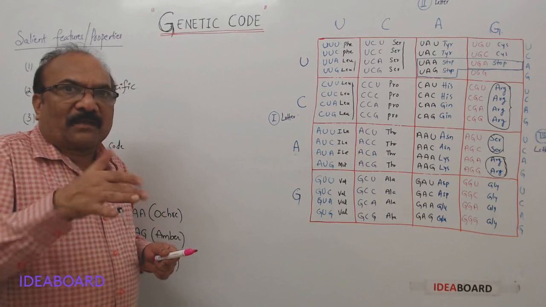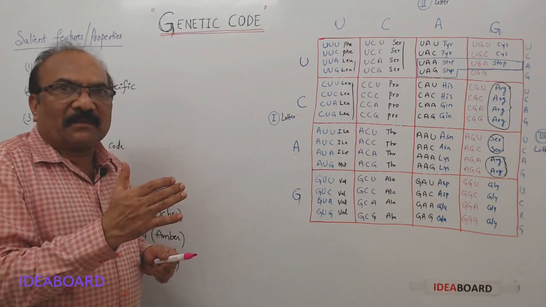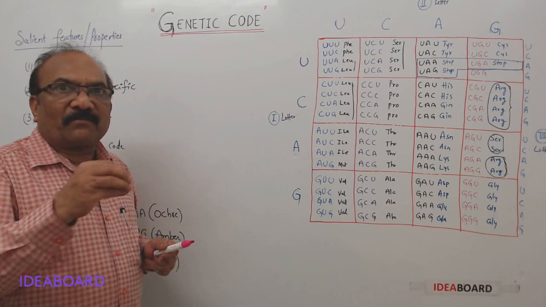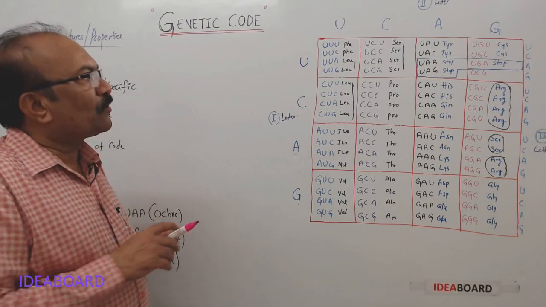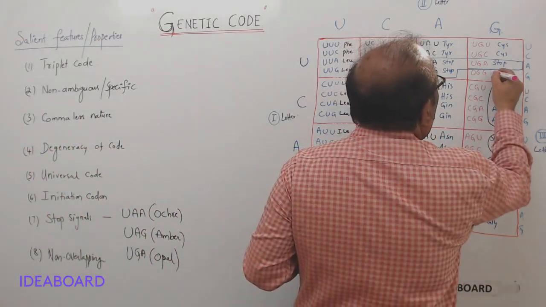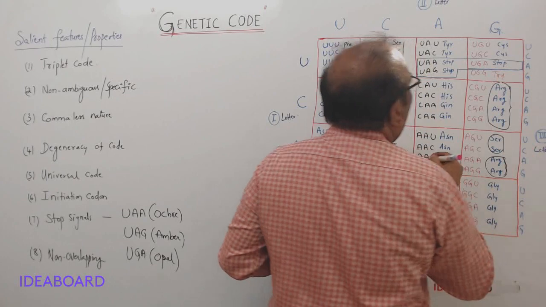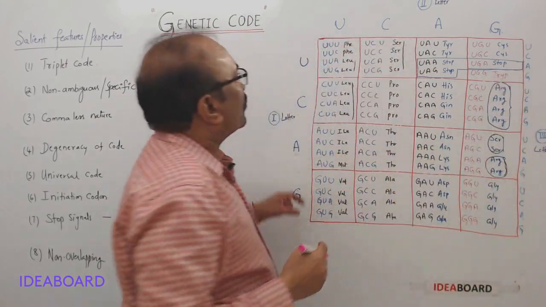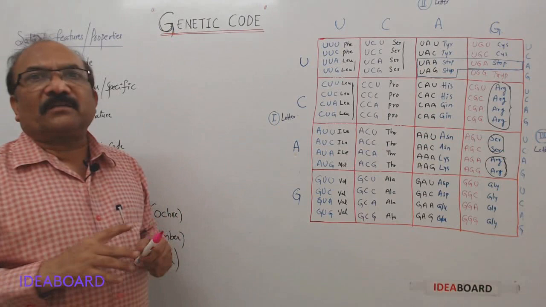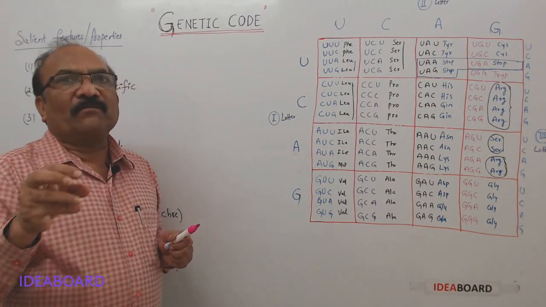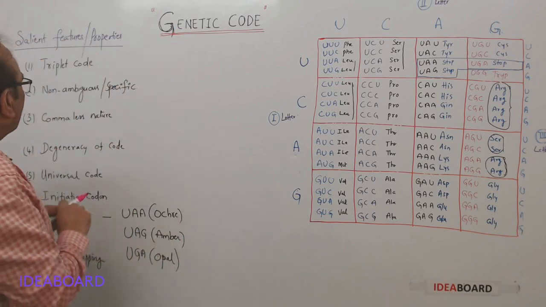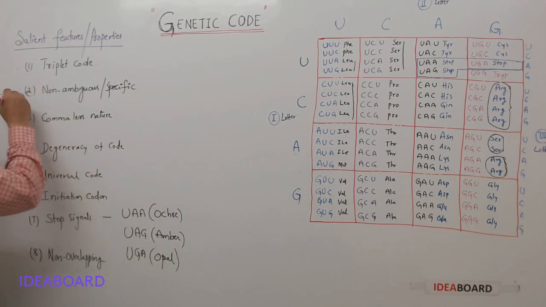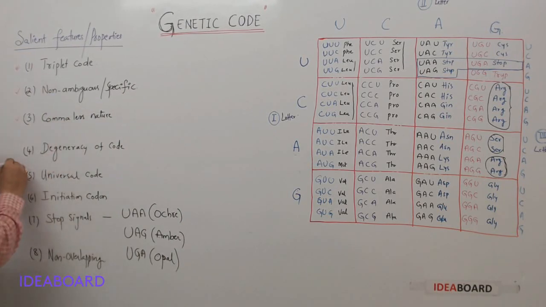Means codons are different, but the same amino acid is coming. But to this, some exceptions are there, like methionine and tryptophan. The methionine is always coded by AUG, and tryptophan is coded only by one, that is UGG. So that is the exceptions. So that is degeneracy of codon, and universal code.